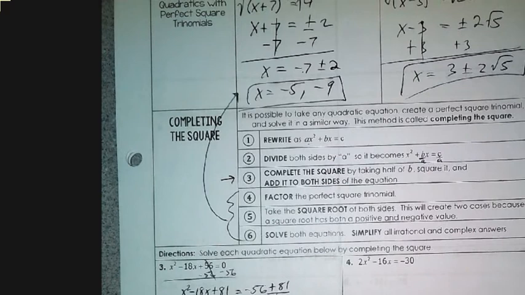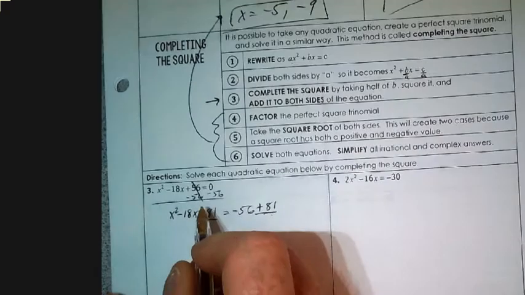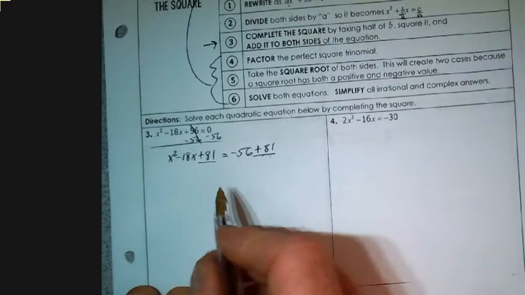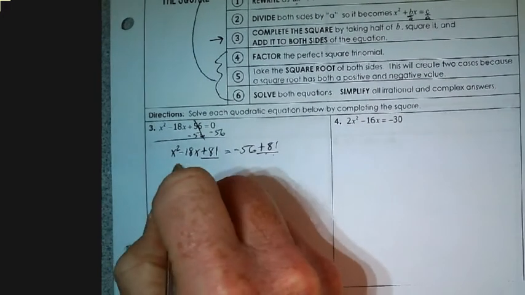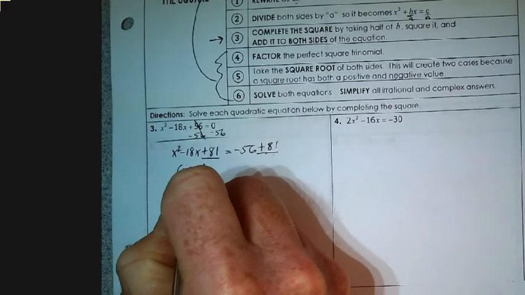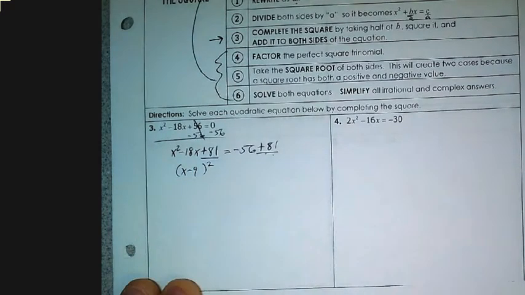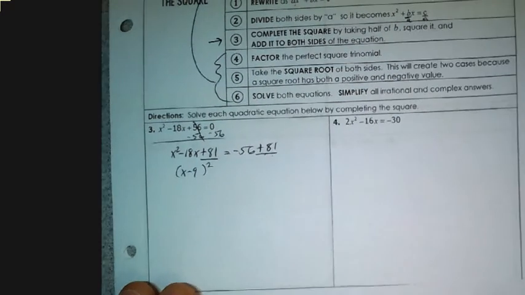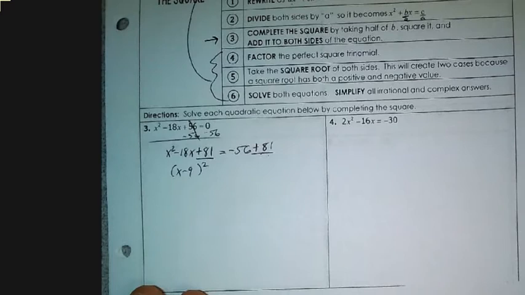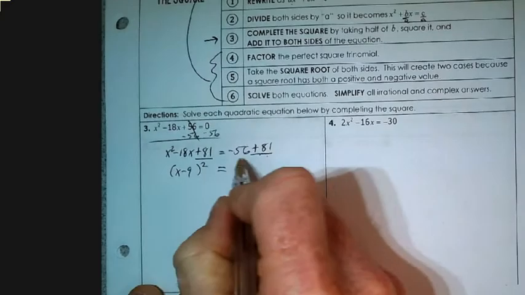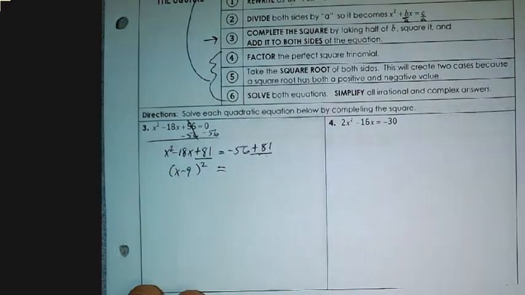All right, now this is a perfect square trinomial, which means we can factor this as x minus 9 squared. We know how to do that because we learned how to do it the first time we dealt with completing the square. And that's equal to negative 56 plus 81, which is 25. Am I right?